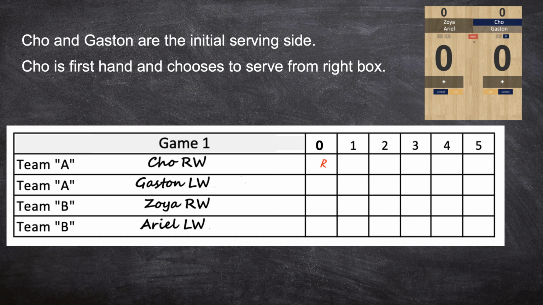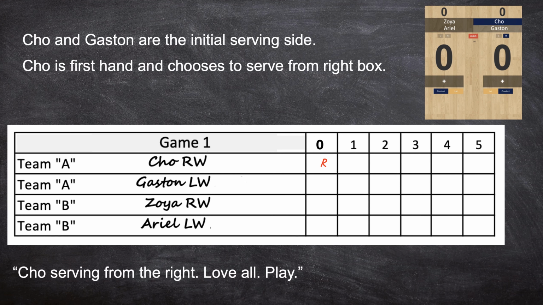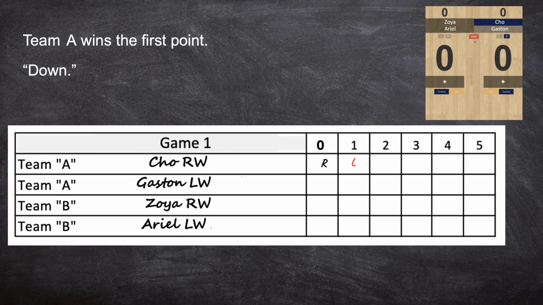Gary, give a common introduction. "Cho serving from the right. Love all, play." We will also show the score in the top right corner in the Club Locker live scoring app. Team A wins the first point.